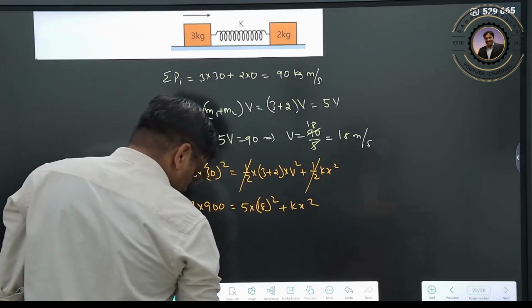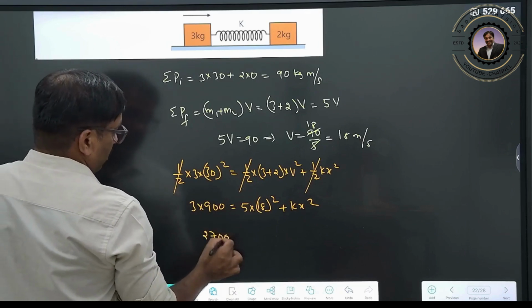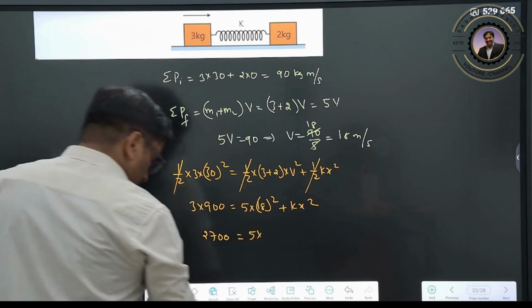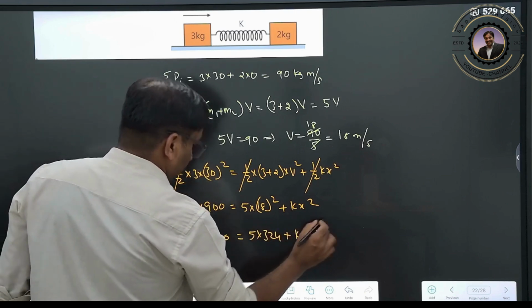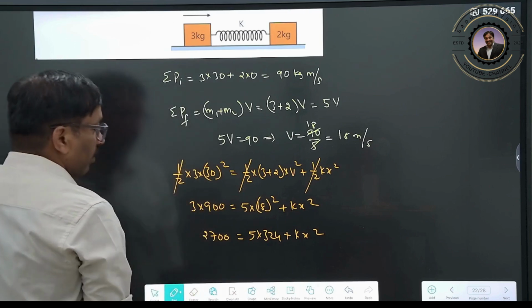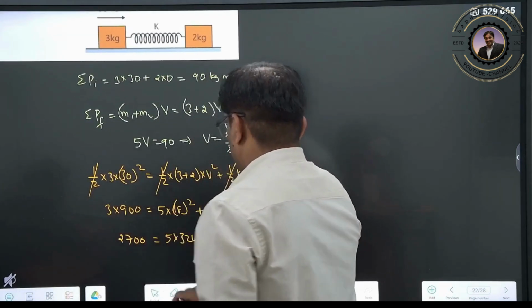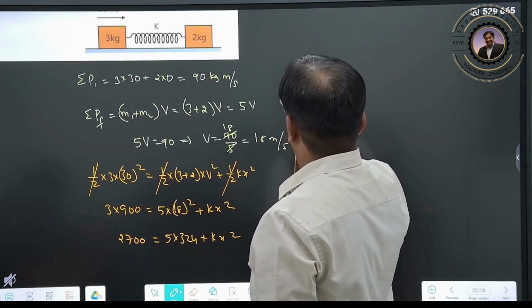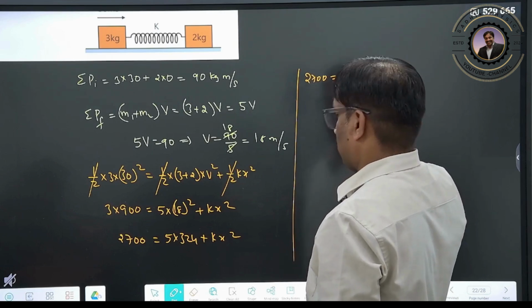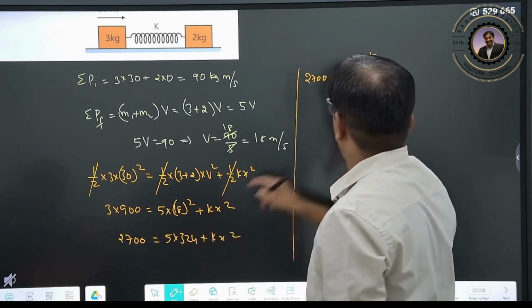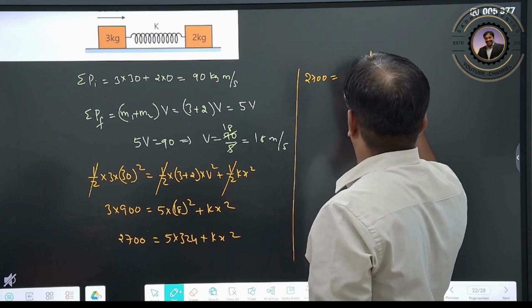Now here, 9 3s are 27, so 2700. And 5 into 324, you can rewrite it as 324 into 5. So 324 into 5 is 1620, plus k x square.